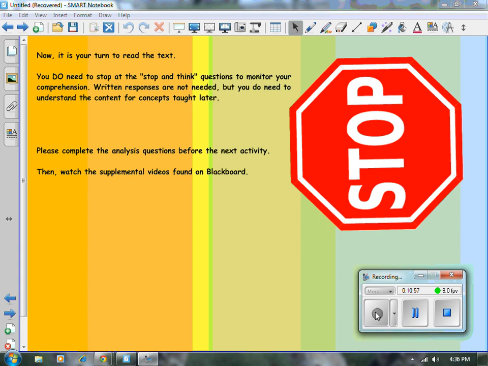Stop and think. The chemical formula for baking soda is NaHCO3. What elements are in baking soda? How many of each kind of atom is represented by the formula for baking soda?